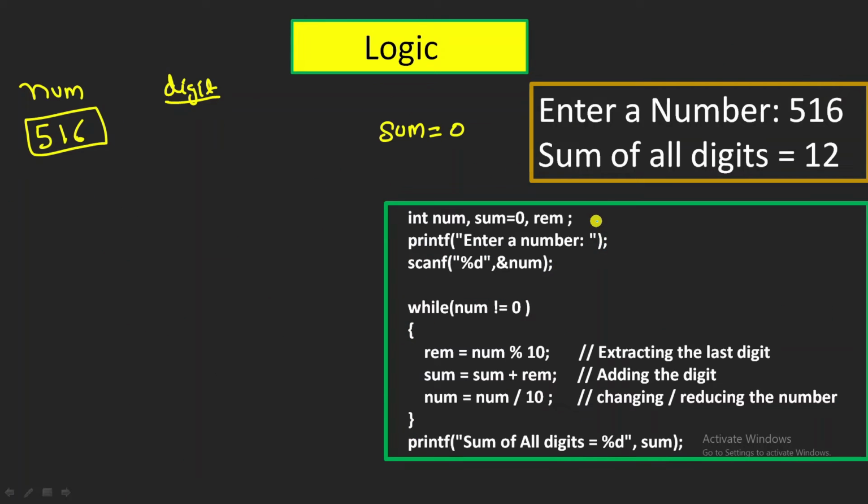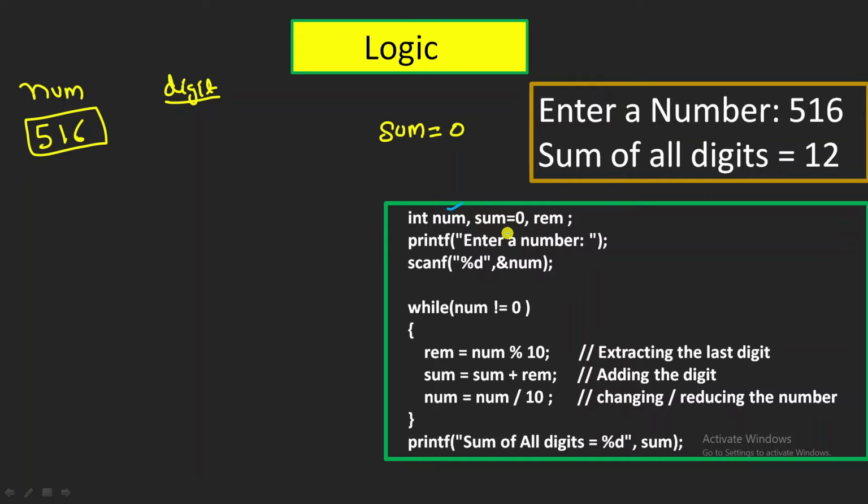Okay, so here is our code. Here you can see we have one variable number, in which we will take our original number, that is 516, for our example, and we have to find the sum. So we have taken the sum variable which is initialized to 0. And why are we initializing?